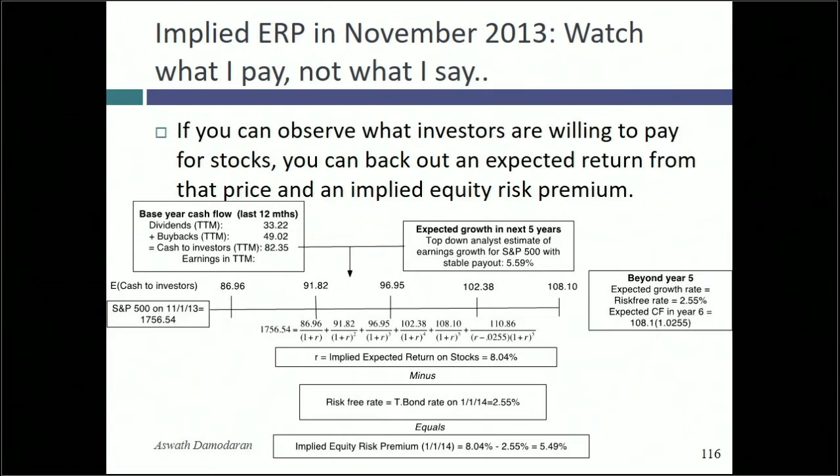You're saying, what does that even mean? If you bought stocks in November 2013, I don't care what you hoped you would make, what you prayed you would make, what you thought you would make, given how much you paid for stocks, you could expect to make 8.04% a year in the long term. I'm almost there. I subtract out the T-bond rate on that day. The difference that I get is about 5.5%. In November 2013, stocks were being priced in the US to generate about 5.5% more than the risk-free rate. That becomes my implied equity risk premium.